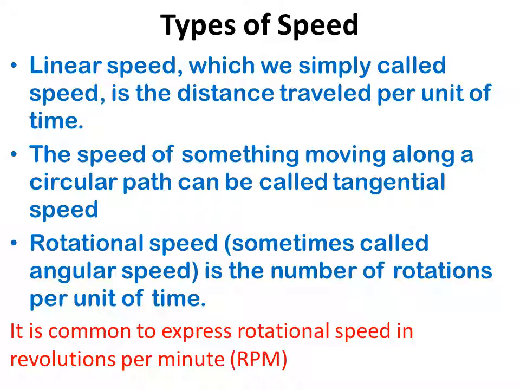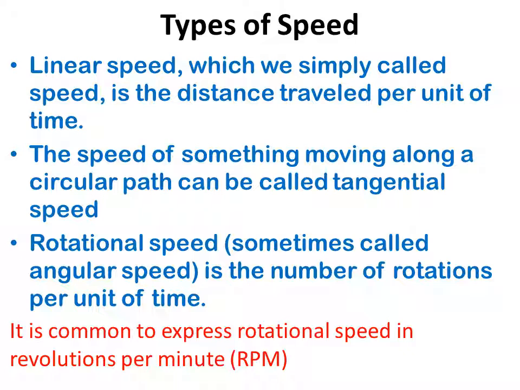Types of speed. There are different types of speed. Linear speed, which we simply called speed, that we learned from a previous chapter, is the distance traveled per unit of time. The speed of something moving along a circular path can be called tangential speed.